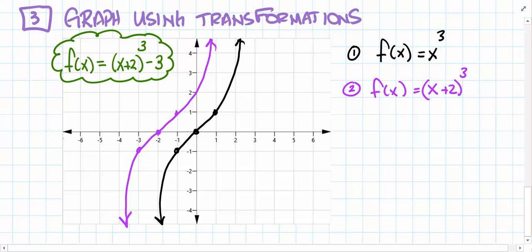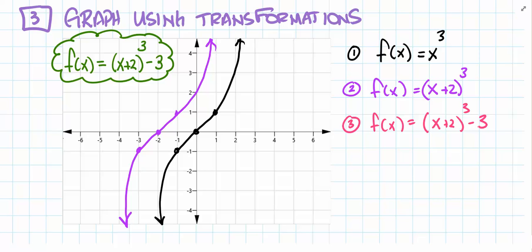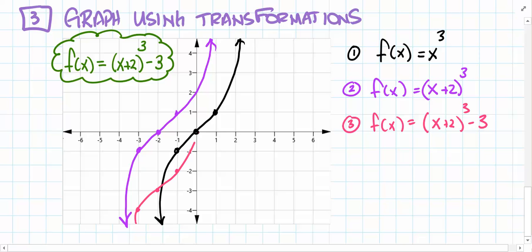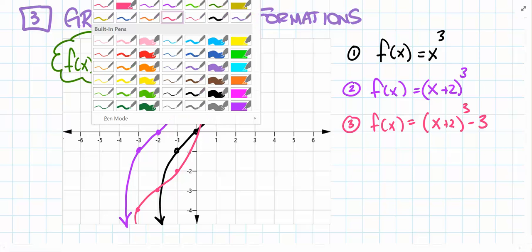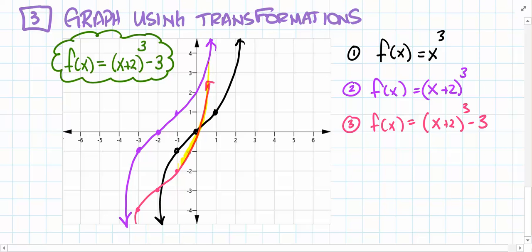And then finally, pick a different color. I'll go mighty pink here. The third one, I'll do f of x is equal to (x plus 2) cubed, and then finally minus 3. So what would I do now? I would move each of my points which direction? 3 units down. You got it. So 1, 2, 3, there, and there. So I'd end up with a final graph that looks kind of like this. And if you're a cool kid and you want to be part of the cool kids club, then you highlight your final graph.